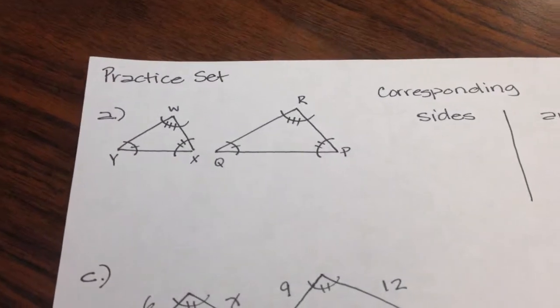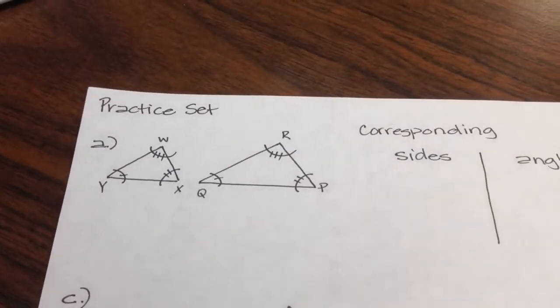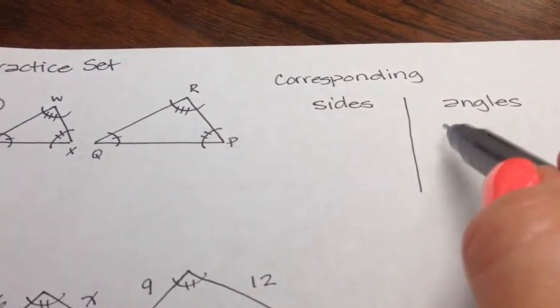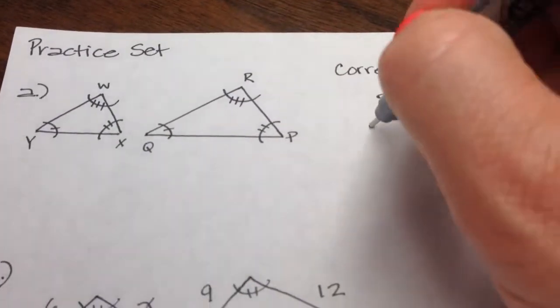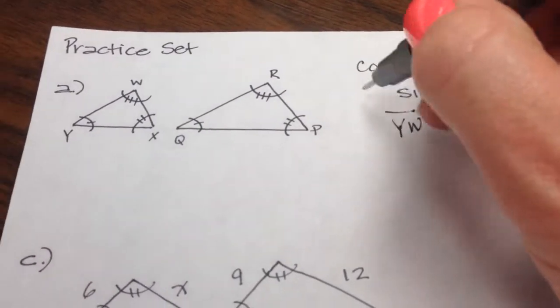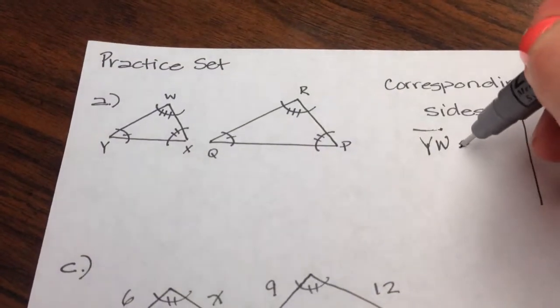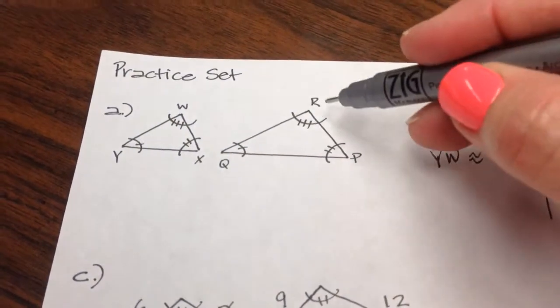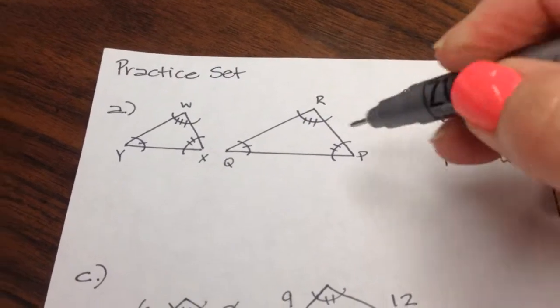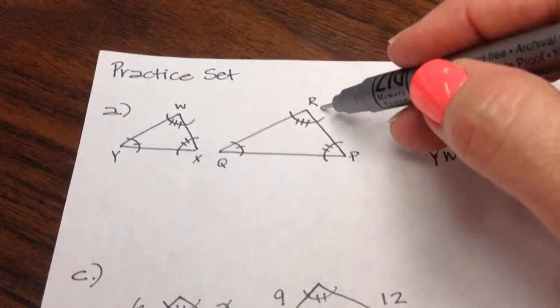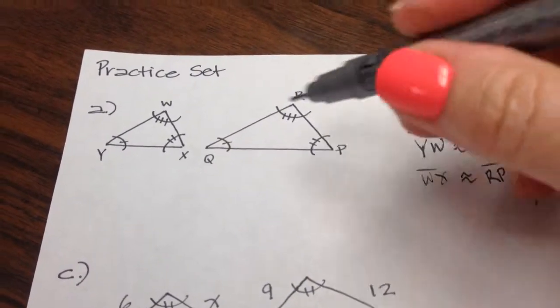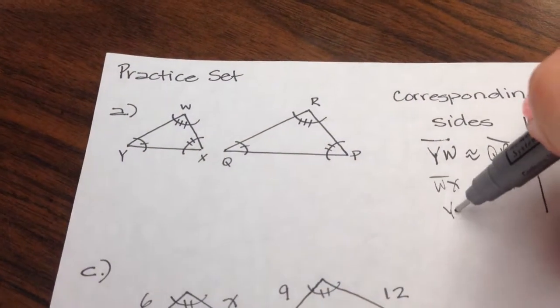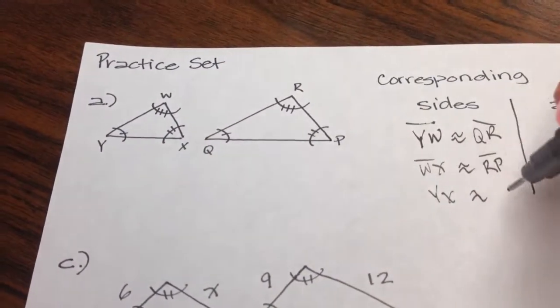Let's do some examples here. Practice set. All right, so first it wants to know, can you name the corresponding sides and angles? Well, let's do the sides first. So YW corresponds to QR. WX and RP. And the last one, YX and QP.